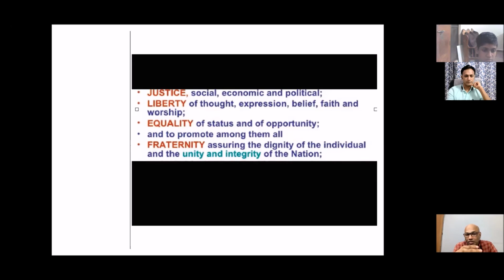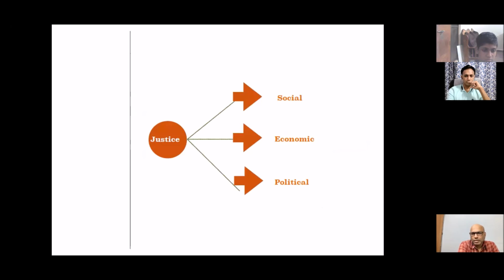See, justice, social, economic, and political liberty. Justice, what sort of justice? Social justice, economic justice, and political justice. So justice in the preamble itself has three connotations. We read it as justice, social, economic, and political, but it is not so. It is social justice, economic justice, and political justice. That is what the Constitution talks about.